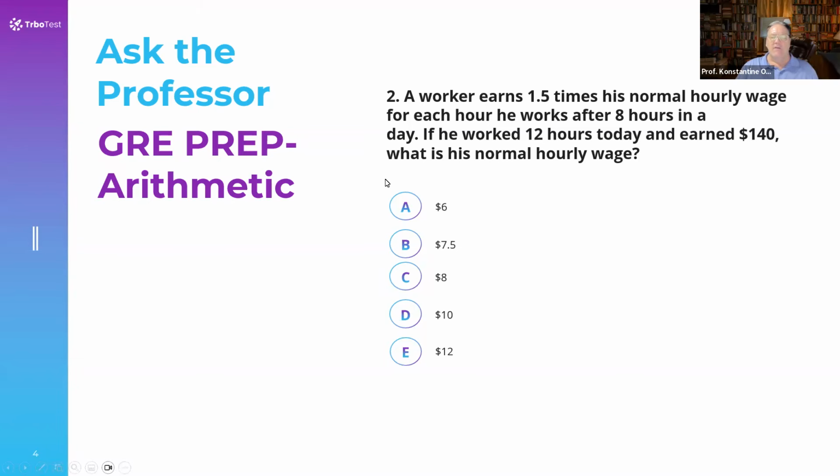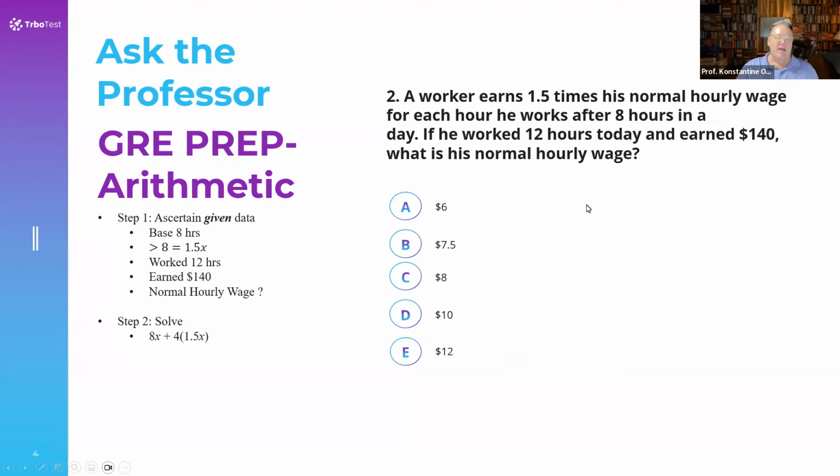Again, the answers, as you see, are circled. Therefore, it's only one of these answers that is correct. So let's ascertain the data that we actually have. We know that the worker worked 12 hours. The base is 8 hours. So anything more than 8 hours is paid at 1.5 times the base pay, or the normal hourly wage. So they earned $140. The question is, what is the normal hourly wage?